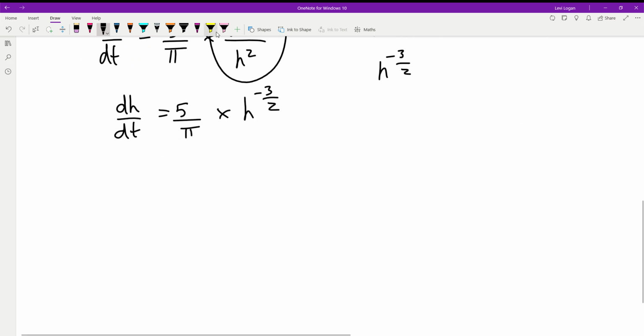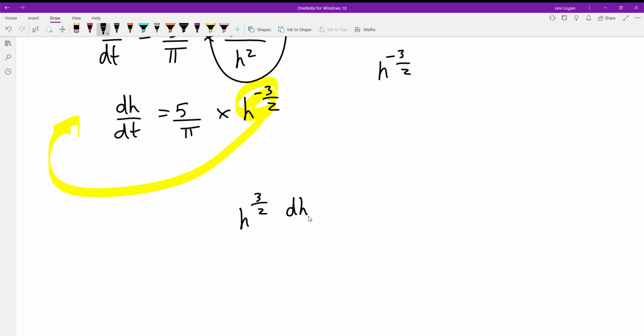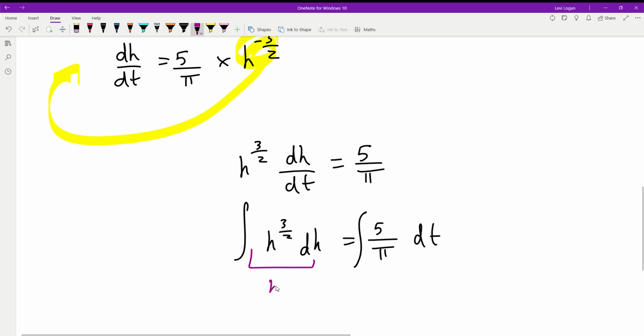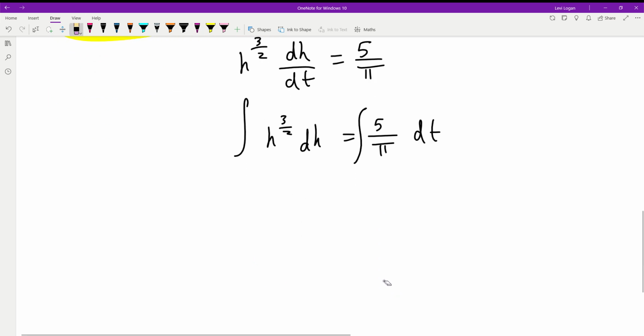And then we want to move this thing over here. So we'll have h to the power of 3 on 2 dh/dt equals 5 on pi. Then what you want to do is move the dt up there. So we'll have h^(3/2) dh equals 5 on pi dt. And then we can integrate both sides, because this side here is strictly a function of h, and this side here is strictly a function of t. Even though there's no t there, it's just a constant. Okay. So we can integrate those sides independently.